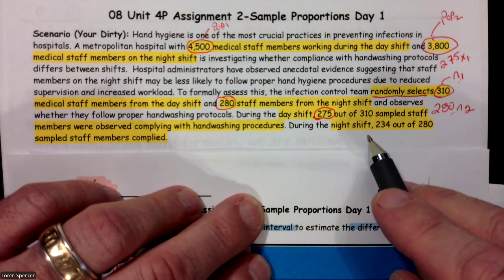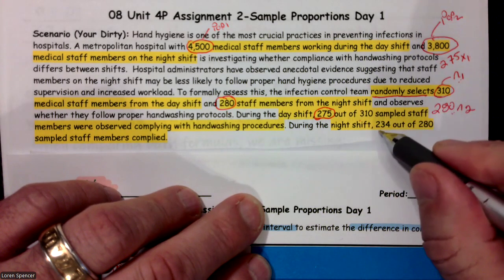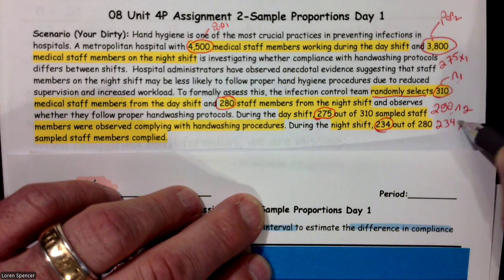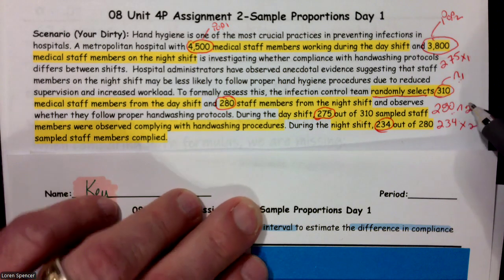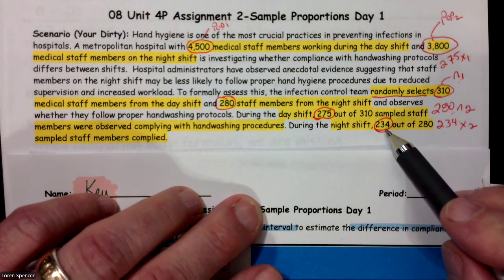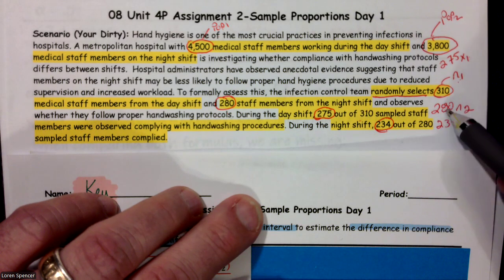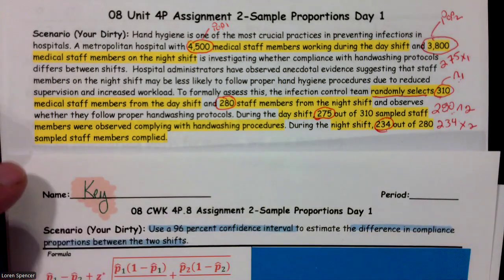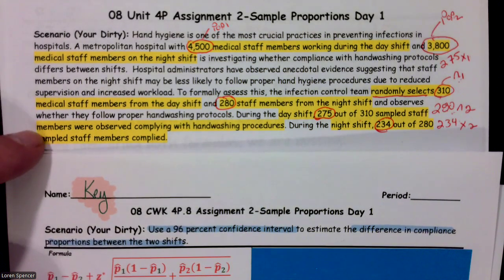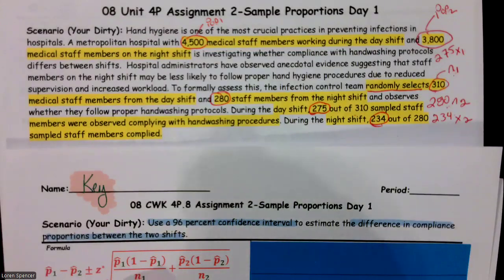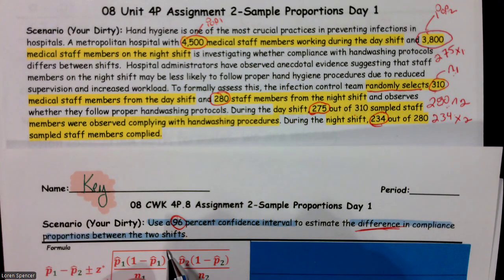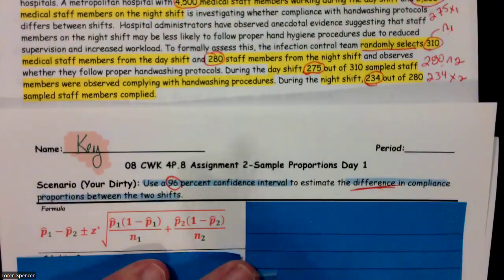And during the night shift, it was 234. So that'll be 234, our X2 for our night shift. So 234 complied on the night shift out of the 280, and 275 out of the 310 during the day shift. Okay, so it says use a 96% confidence interval. All right, so there's our confidence level to estimate the difference. So we know we're subtracting in compliance between the two shifts. Well, this is our formula.